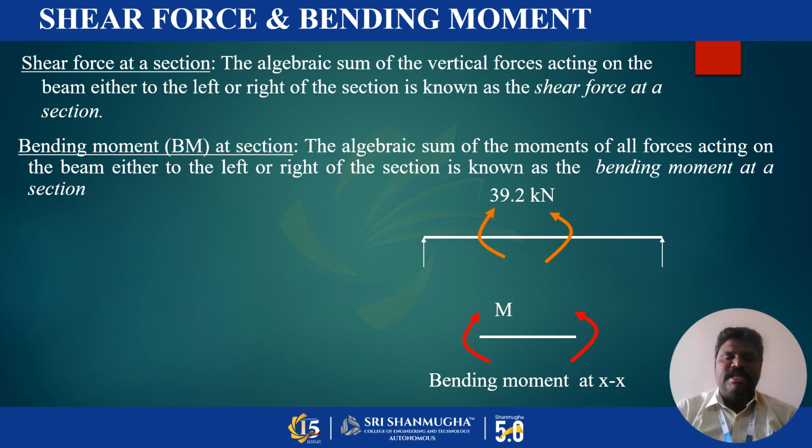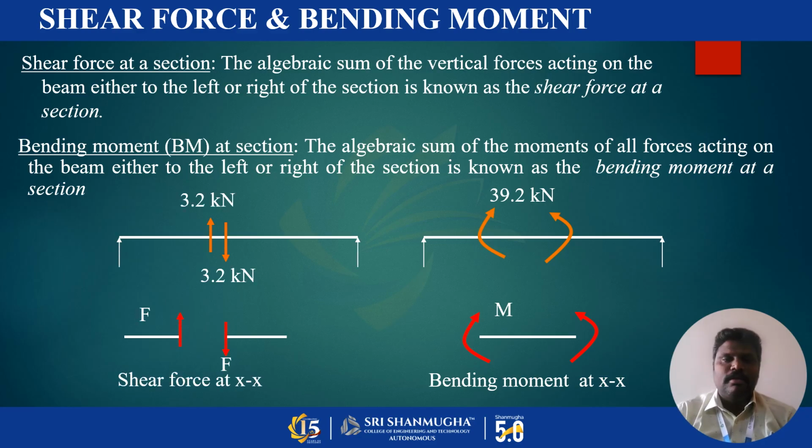Now the shear force at the section is the algebraic sum of vertical forces acting on the beam either to the left or right of the section. The same for the bending moment: the sum of the moments of all forces acting on a beam. So I have to calculate the moment for all the forces acting either to the left or to the right of the section, which is known as the bending moment at the section. So this is about the shear force at the section and bending moment at the section x.